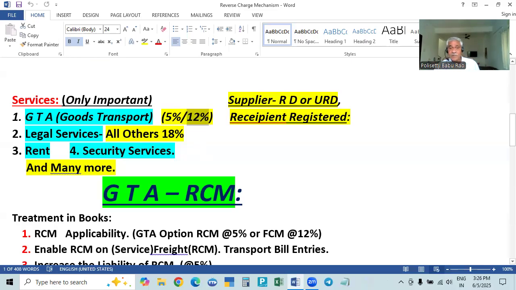That is why the 5% is payable by the recipient or purchaser of the service. Sorry, not purchaser of goods, purchaser of the service, that is the transport service purchaser. He has to pay the 5% under reverse charge. In this case he will not enter any tax in the book also. In the bill, the transport is not charging any tax, so in our books also we should not write or enter any tax.